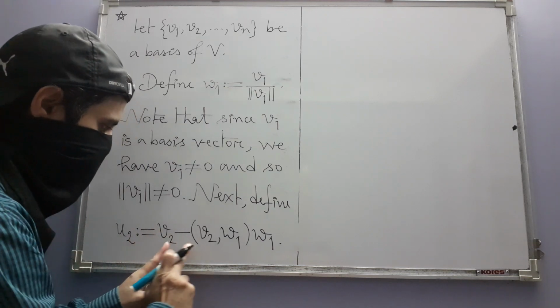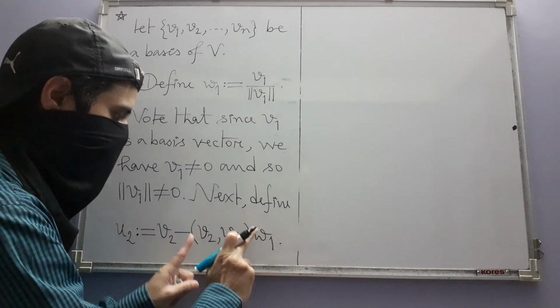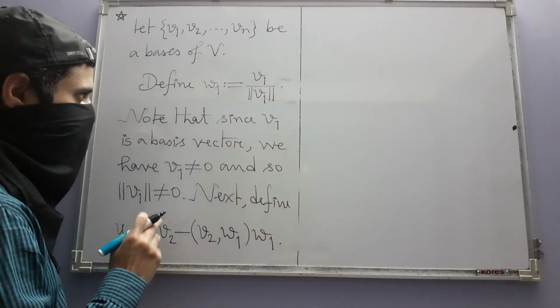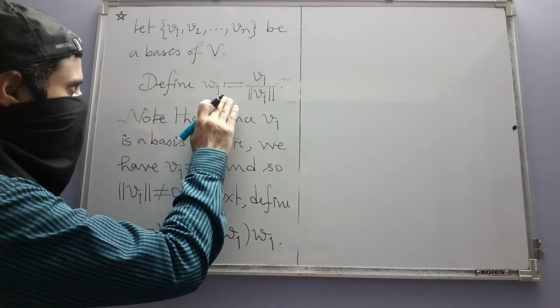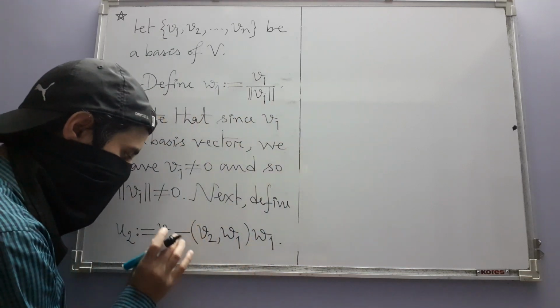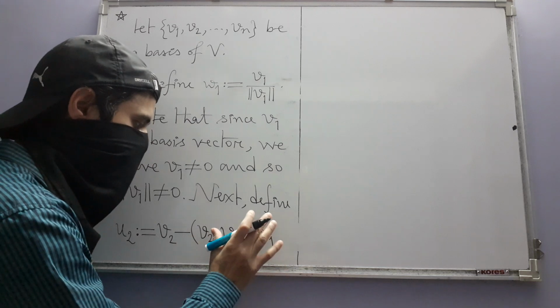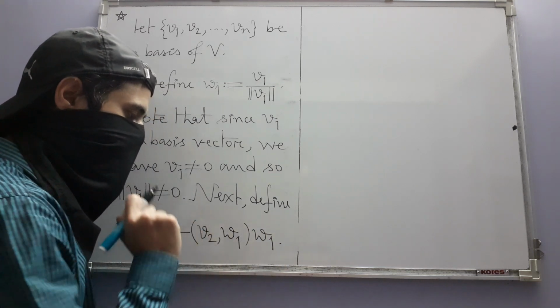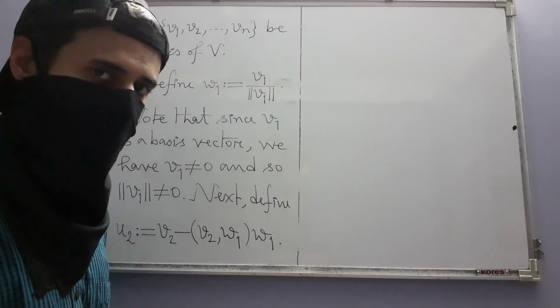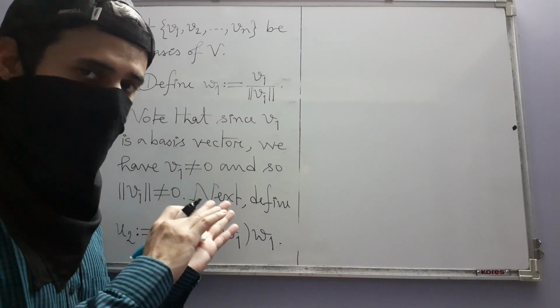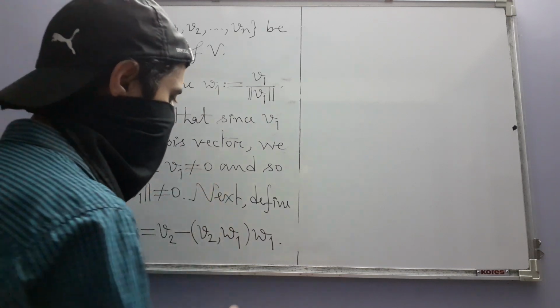From V2, we have subtracted this multiple of W1. W1 is this vector which we have. Perhaps I should have written another thing about W. Okay, I will write it afterwards. So from V2, we are subtracting this multiple of W1, where the coefficient scalar is the inner product of V2 and W1. So you can see that it's like what we have already seen in the previous lecture.